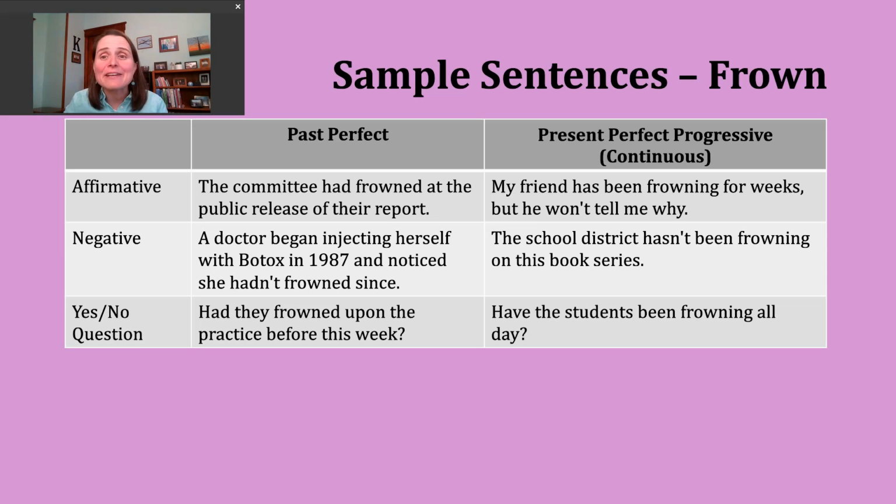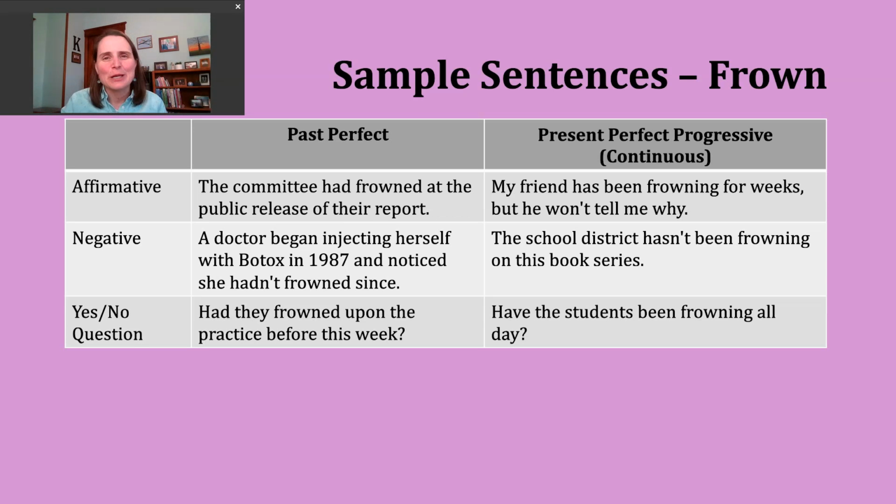Now, if you want to make a negative present perfect progressive sentence, what you need to do is start with your subject, then use have or has, whichever form matches that subject, then use not before the participle been, and then the ing for the verb. Here's another example. The school district hasn't been frowning on this book series. Okay? So here it means they are not disapproving of it, right? It might sound like they are approving that this particular series of books be used in classes.